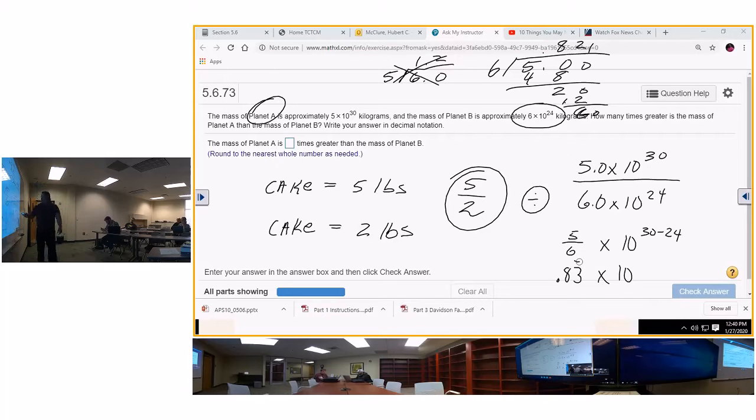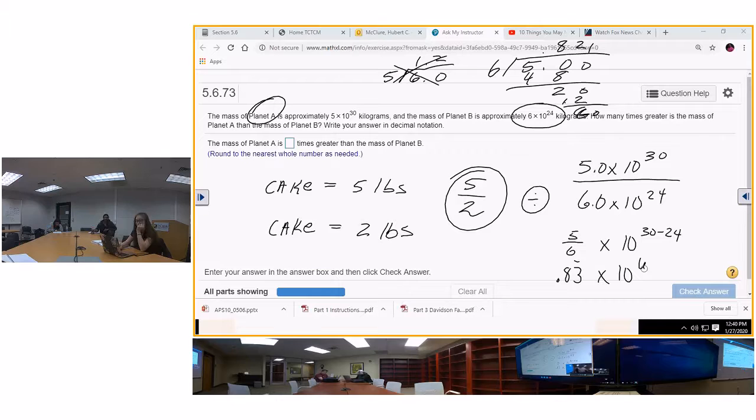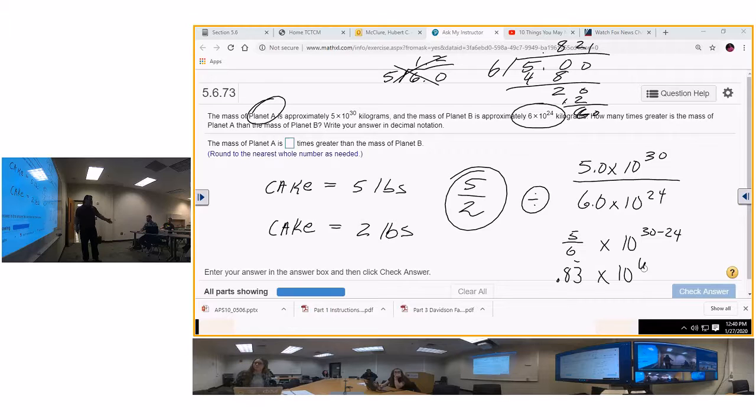All right. 30 minus 24 is 6. Are we done? Yes or no? It's a 50-50 question. No. Thank you. We're not done. Why? Because what is the definition of scientific notation?